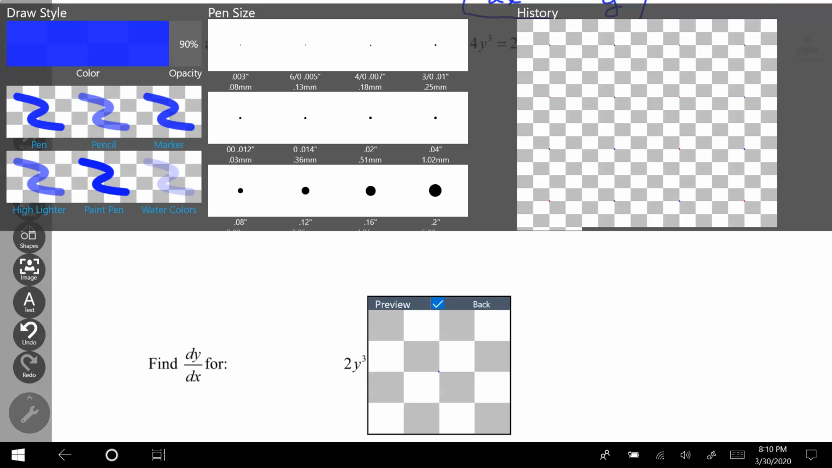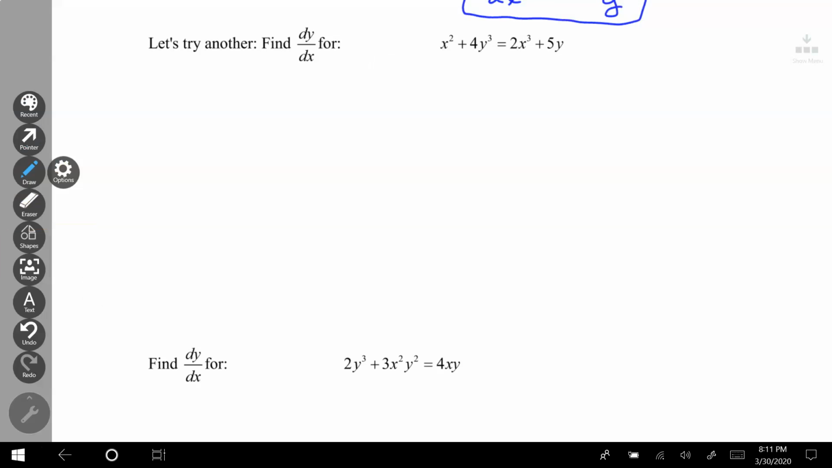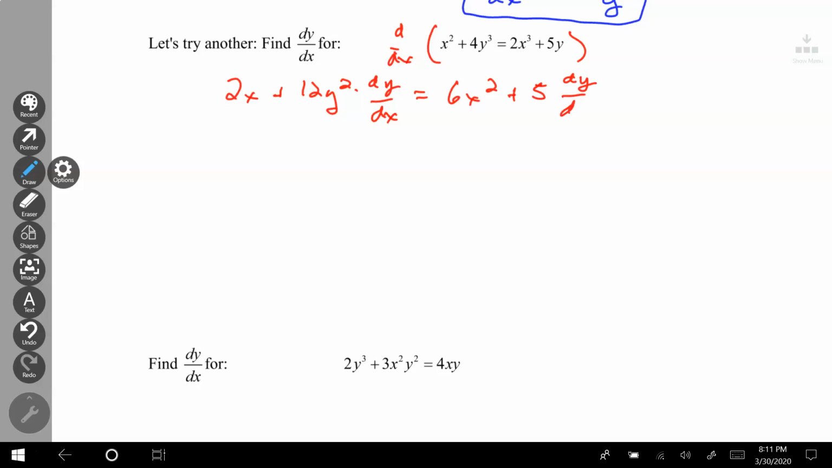I am taking, change to red, I'm taking the dx, or the change of the function with respect to x. I'm not going to write dx over dx any longer. It's kind of silly to write that out every single time. So when I take this derivative, I get 2x plus 12y squared times dy over dx. I'm not going to use primes anymore. I'm actually going to write it out the way it should. 6x squared plus 5 dy over dx. That is the implicit differentiation of the original function.